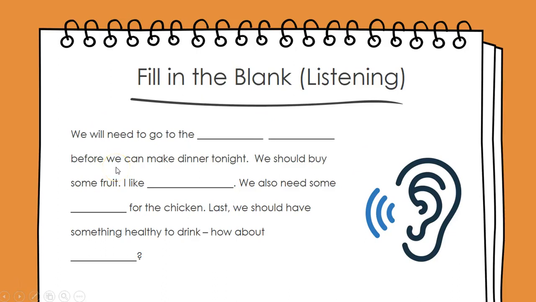Before we can make dinner tonight, we should buy some fruit. I like apples. We also need some rice for the chicken. Last, we should have something healthy to drink. How about milk? And then all of the blanks should be filled in, but if you miss one, if your teacher's going too fast, usually they stop and ask, okay, does anybody need any of the blanks repeated, said again? And then that's when you can ask them. So fill in the blank. Grocery store, apples, rice, milk.